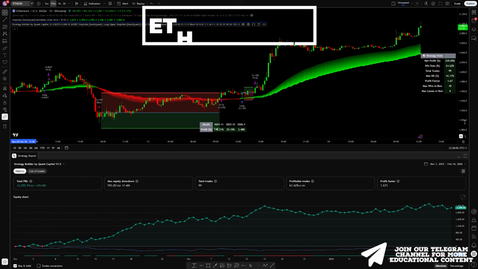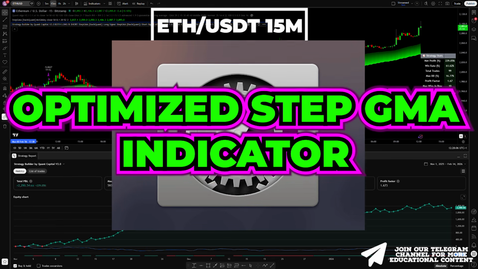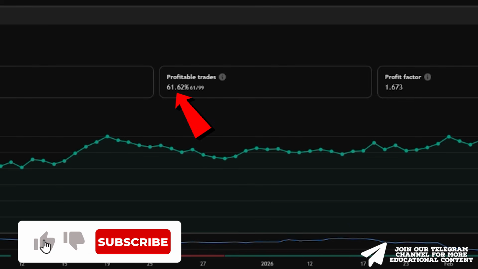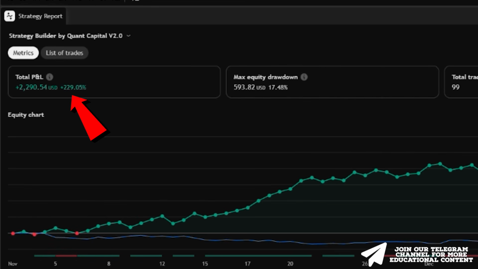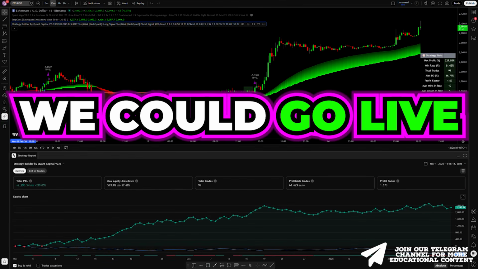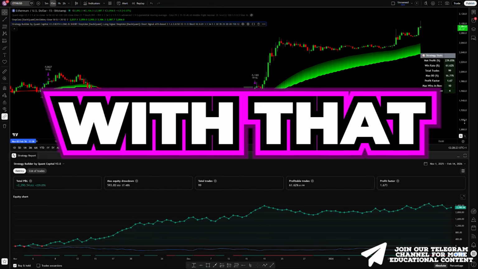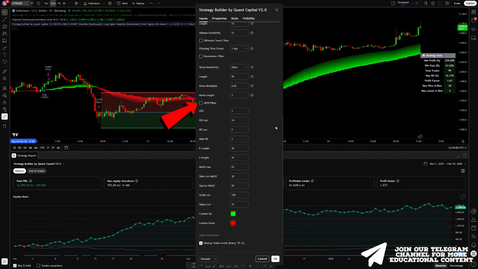So we're looking at the initial Ethereum results on the 15-minute time frame using only the step GMA indicator with its optimal settings. We have a pretty good win rate of nearly 62%, a quite safe max drawdown of 17%, and a great net profit figure of 229%. Overall, we could go live even now, but the real power comes once we apply the trading filter. With that, open the builder settings where we've already built it in and activate it here.